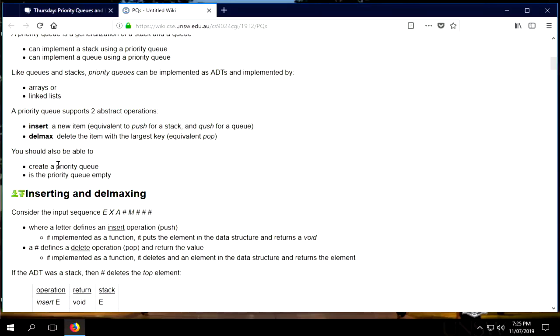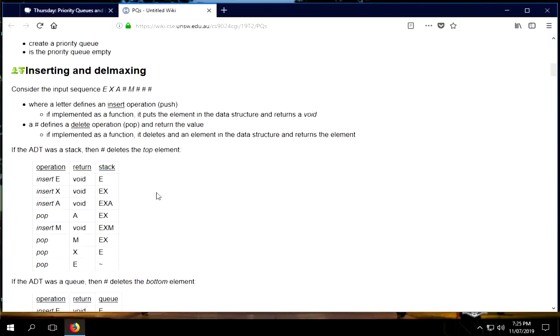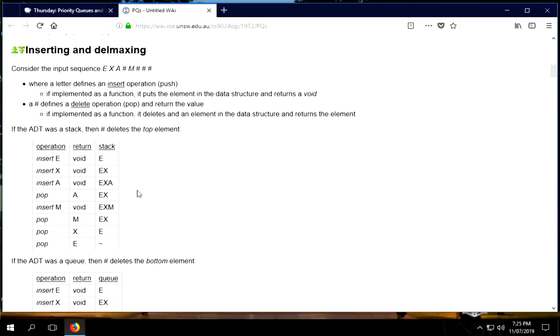There are also other things you could do. You, of course, want to be able to create a priority queue and you want to know if the priority queue is empty or not. So what do we do when we're inserting and del maxing? If an ADT is a stack, and we have the notation here, you see on the top line, consider the input sequence E X A hash M hash hash hash. The hash here is a delete operation where we return that element. So we put E in the data structure. We put X in the data structure. We do a hash.